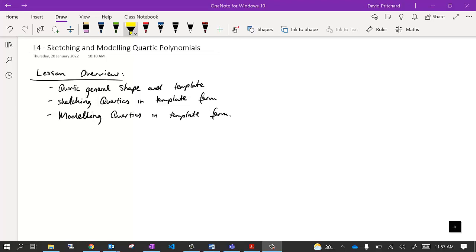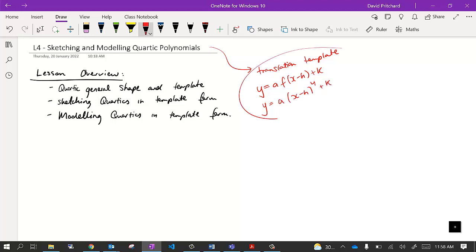In this lesson, we're looking at sketching and modeling quartic polynomials. Now, there is more to this lesson, but I want to keep it nice and simple, so I'm going to say we're going to focus on the translation template. So in this case, we're basically just looking at y = af(x - h) + k, and because specifically we're looking at quartics, it means we're looking at a polynomial to the power of 4, so we're looking at y = a(x - h)^4 + k.